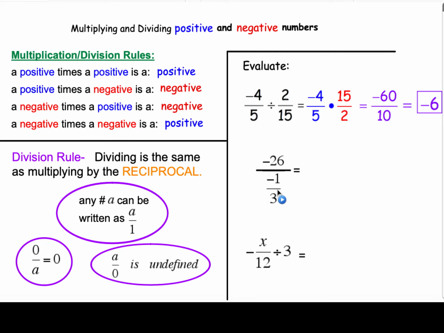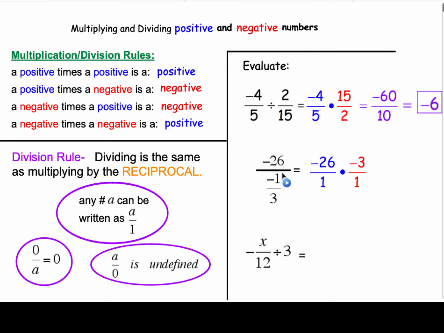In that same way, on the next one, we got -26 divided by a -1/3. The first thing I'm going to remember, and notice in this purple oval down here, is that any number can be written as a fraction. Any whole number or any integer can be written as a fraction. So -26, being an integer, is really -26/1. But notice I didn't change the number. That would be equal to -26.